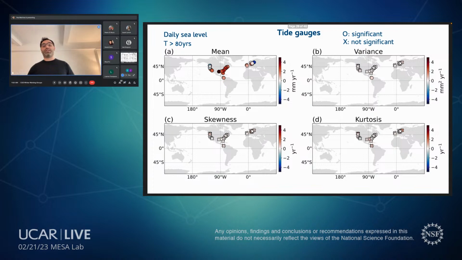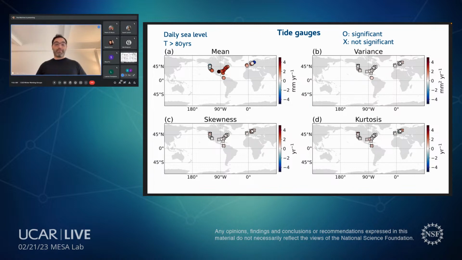we look at changes in sea level for time series that have more than 80 years of data, focusing on daily sea level. And what you see here is that the conclusion still stands. The main changes come from the mean and not from variance, skewness, and kurtosis. So this motivated us to try to understand how changes in probability distribution may happen in model outputs, or with a CO2 experiment.